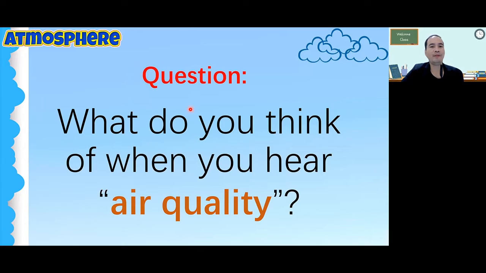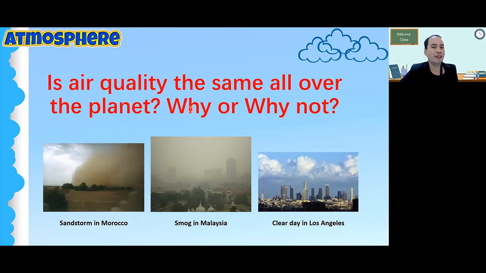Now, moving on, let me ask you this one, M1. What do you think of when you hear the word air quality? I want you to pause the video and try to think about it. If we talk about air quality, or the quality of air, we are talking about the condition of the air in a certain place. Let's look at some of these pictures. We have here the sandstorm in Morocco, the smog in Asia, and the clear day in Los Angeles.